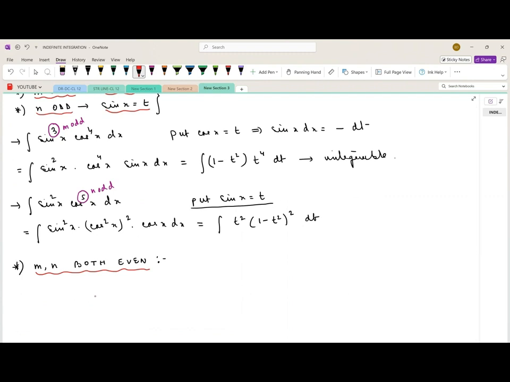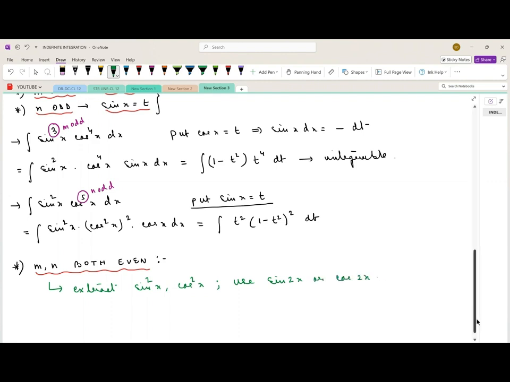if m and n are both even, then normally, very broadly speaking, what we do is extract sine square x, cos square x. First of all, do this. Then use the multiple angles formula for sine 2x or cos 2x.